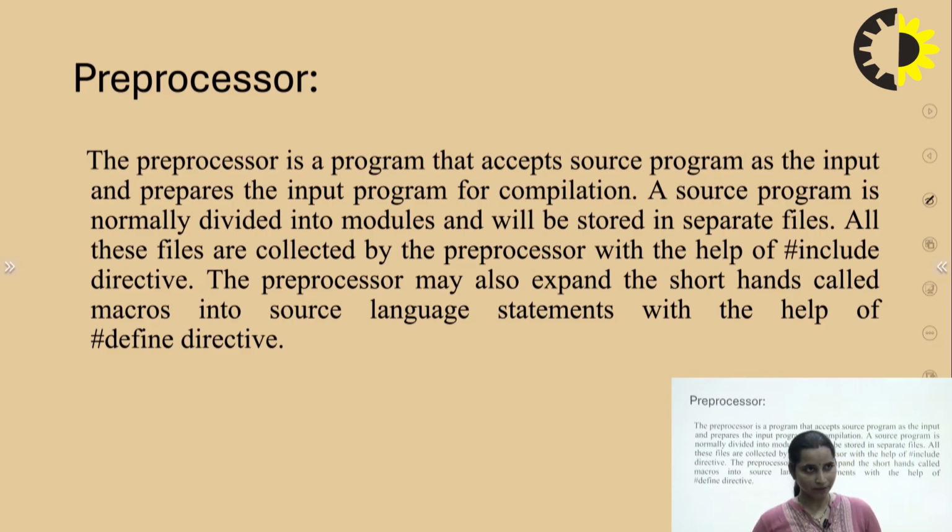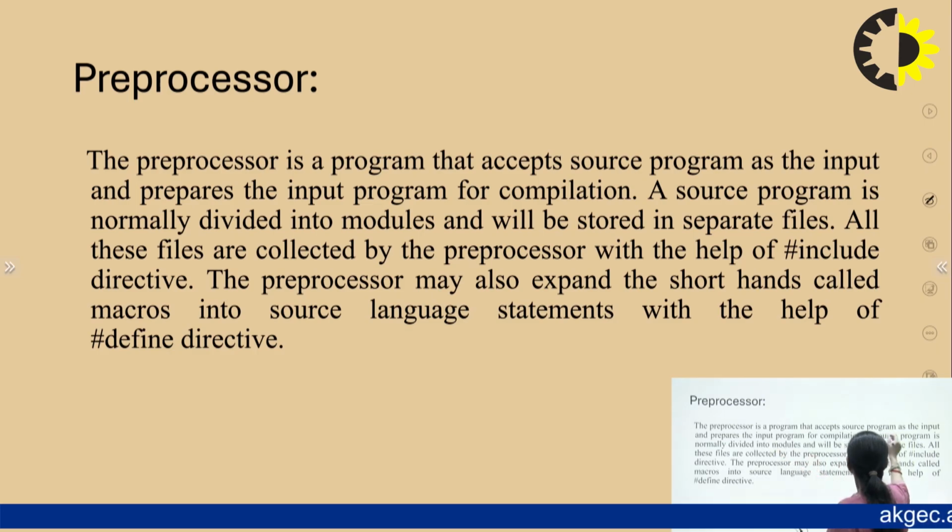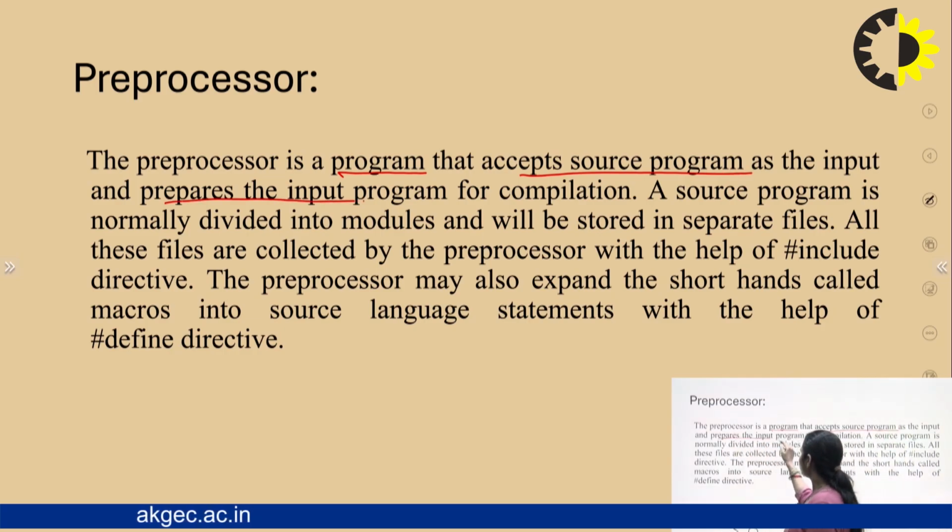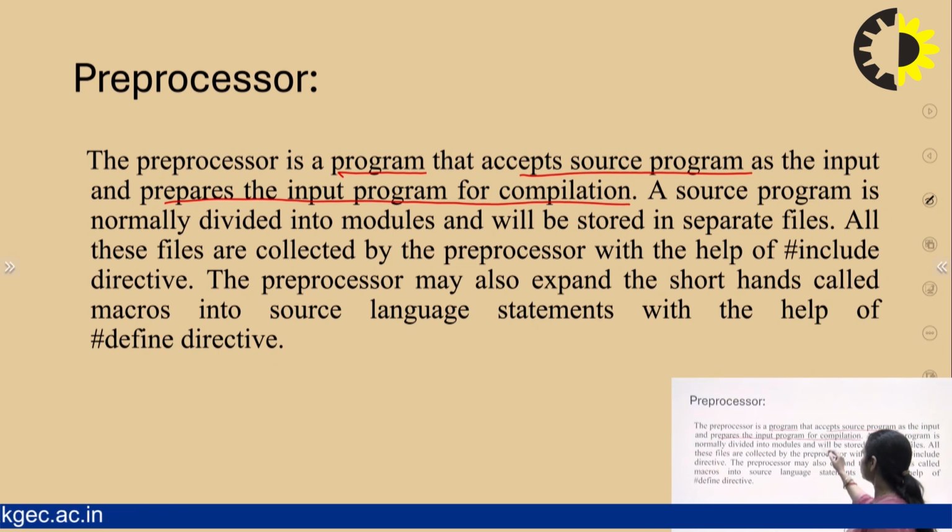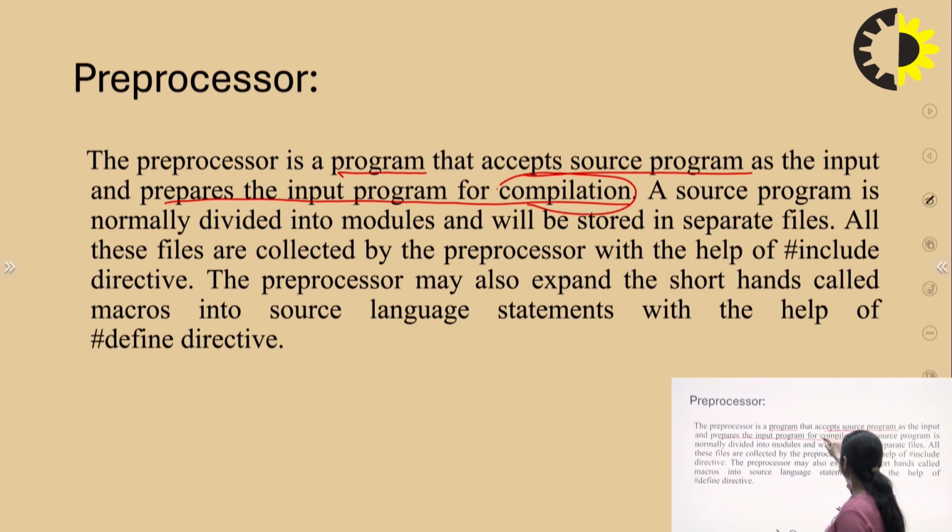See, the preprocessor is a program. Which type of program? One that accepts the source program as an input and prepares the input program for the compilation. So before going for the compilation, the process of converting that source program into the input of the compiler is known as preprocessing.